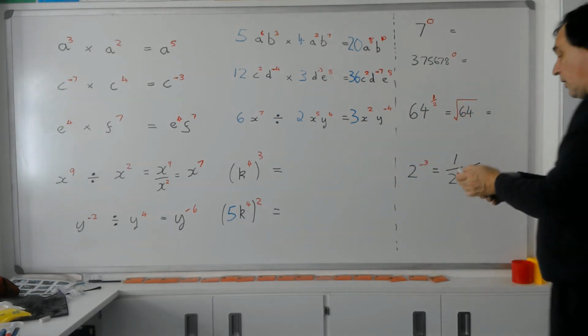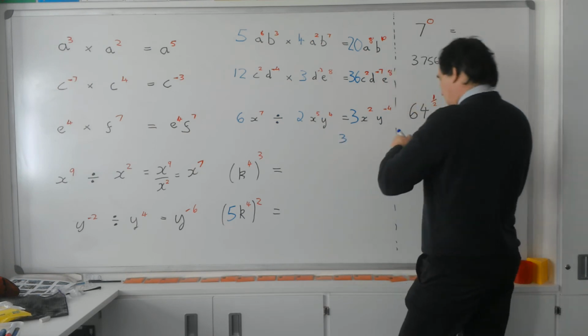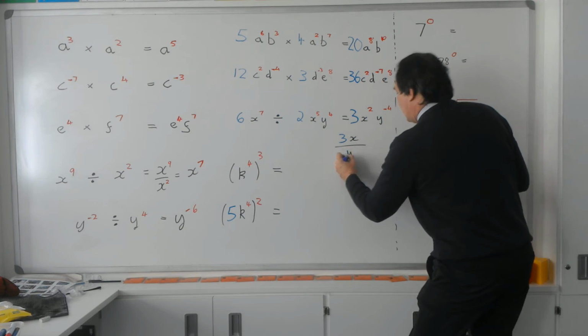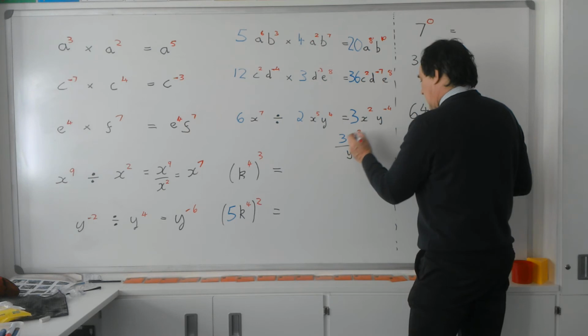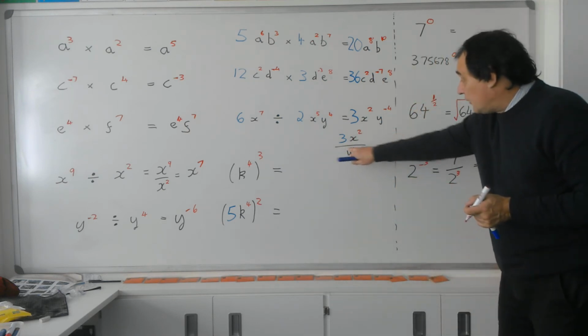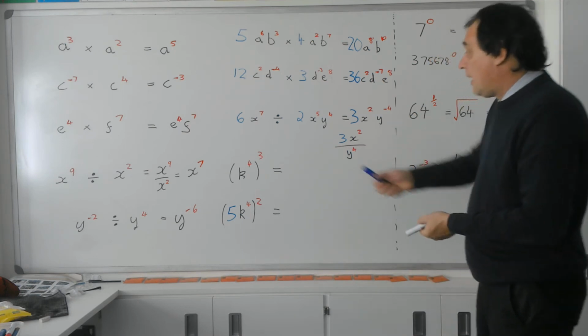Another way you could write that, you could write it as 3 x, and I'll put all the black bits in there, so x squared over y to the 4. So the minus 4 you can actually write as a divided by plus 4. And we'll do a little bit more of that in a minute, so I'll show you that.